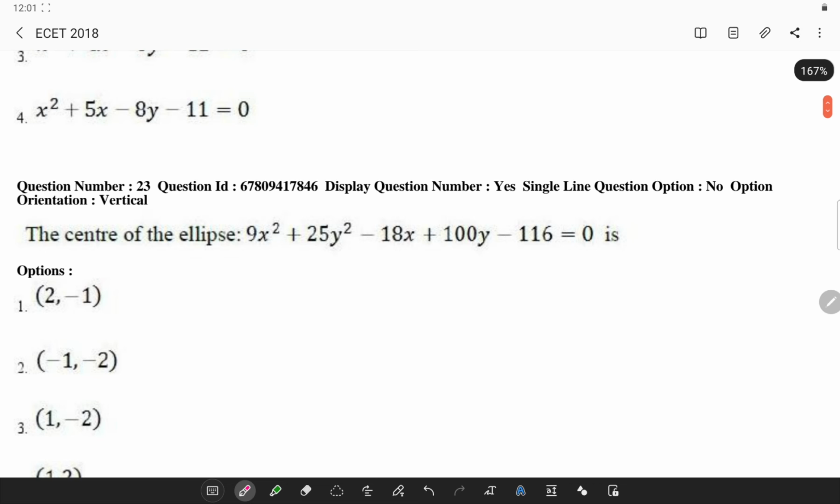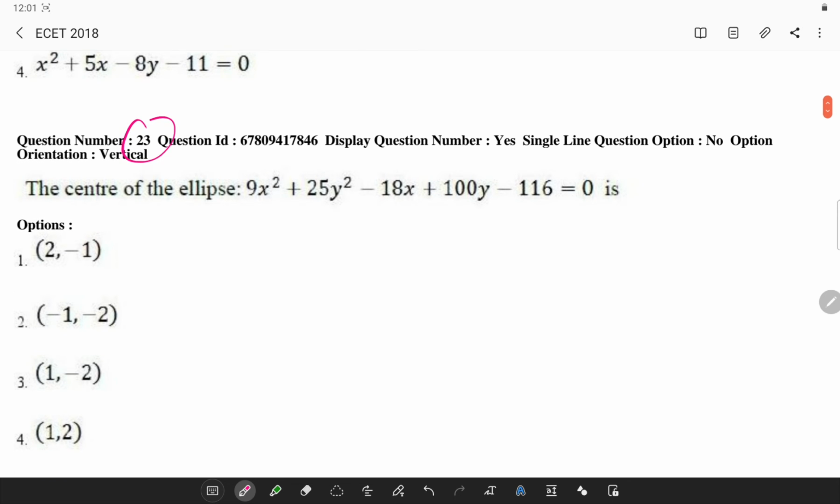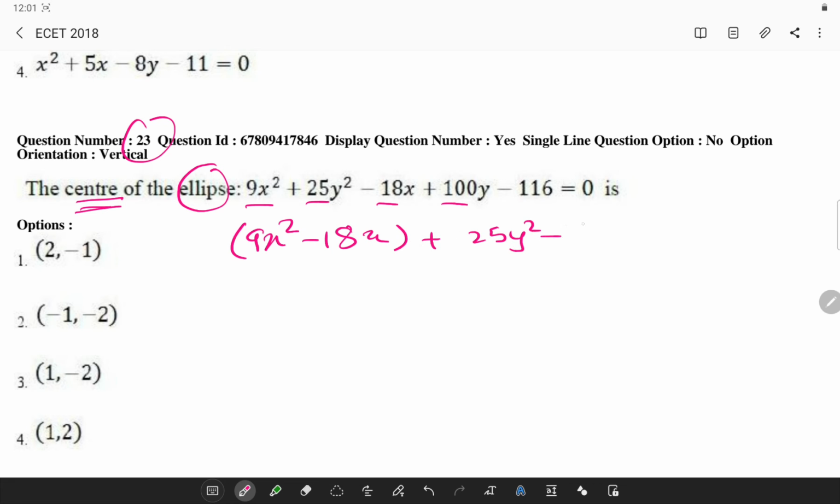So next let's go to question number 23. So this again I have to make some rationalization. So here I have to separate 9x square. So he has asked me to find the center of the ellipse. So 9x square minus 18x, I have separated it out, and I have 25y square plus 100y as a separate part, and I have sent 116 to the other side. So I'll try to make it into a perfect form.